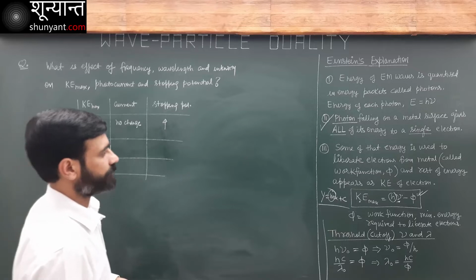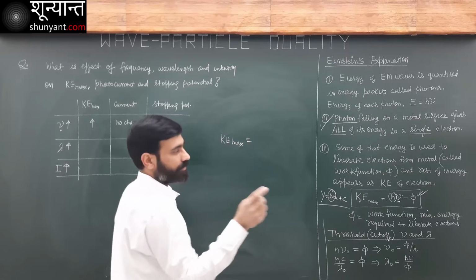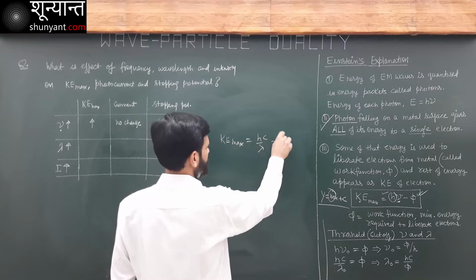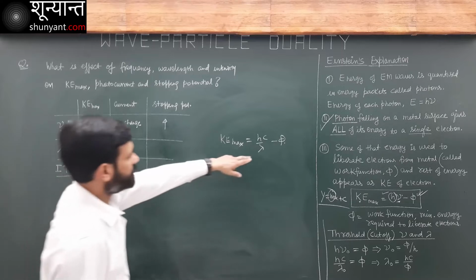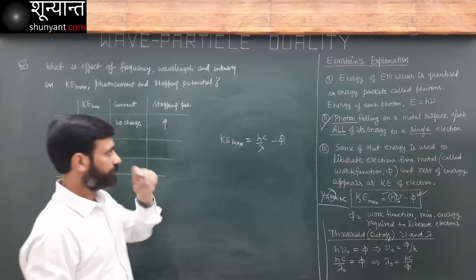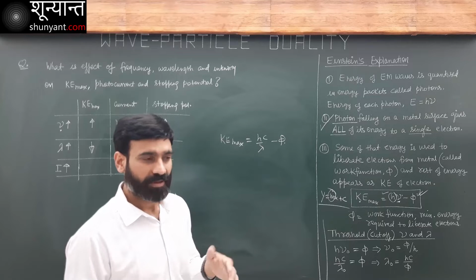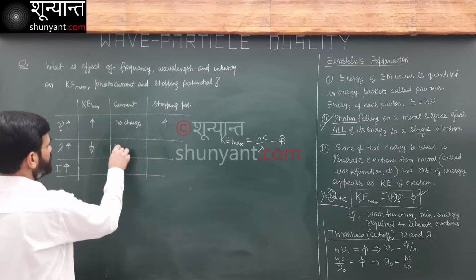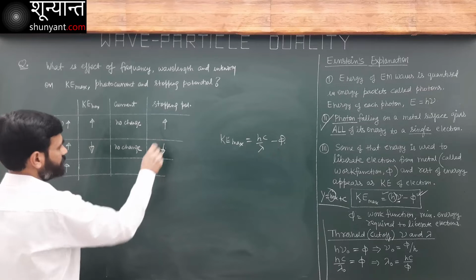Now, lambda increases. So kinetic energy maximum, I can write it in terms of lambda: hc over lambda minus phi. If lambda increases, this is a constant, this is going to decrease. Now here, by the same logic, energy of each photon has decreased but the number of photons remains the same. So current will be the same, no change. And here if this decreases, this also decreases.